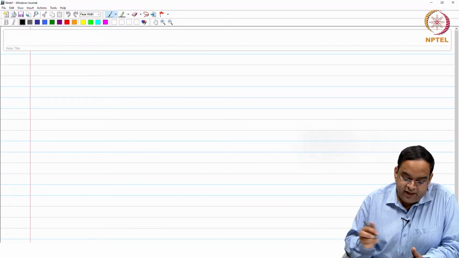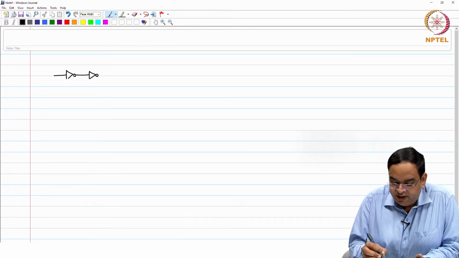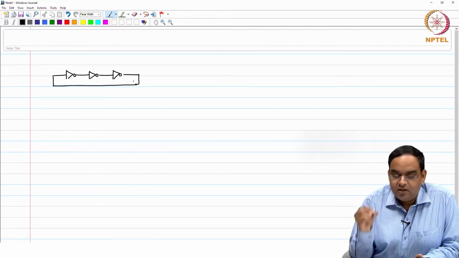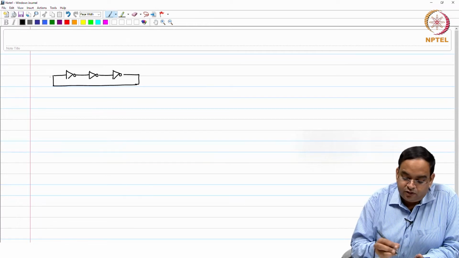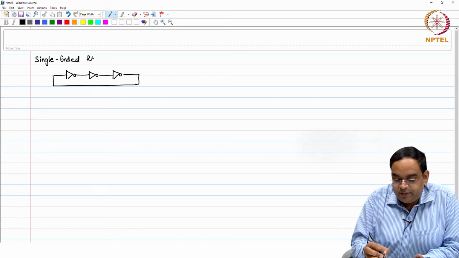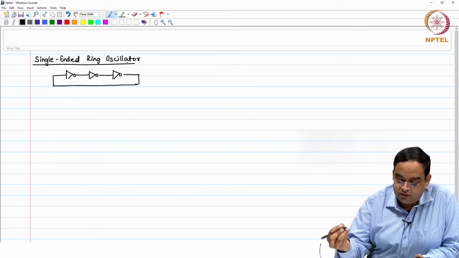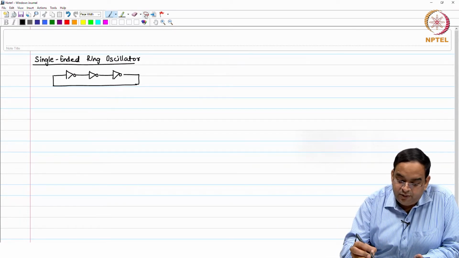In the previous sessions we have seen oscillators which were single ended. To clarify, we have seen oscillators with an odd number of inverters connected in a chain in a ring like this. So, we can very well say this is a single ended ring oscillator. This is what we have been studying, how to control their frequency, how to control their amplitude and so on.